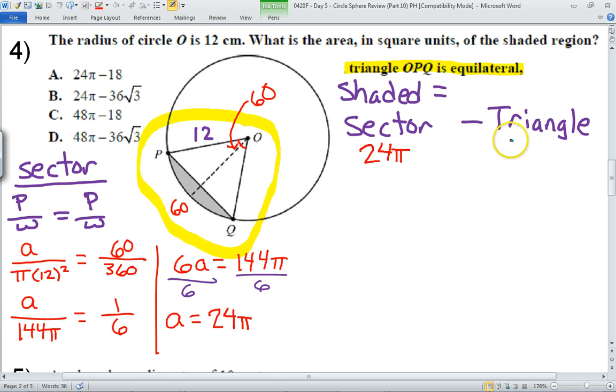Now I need to find the area of the triangle. So let's focus on that. I'm going to do that right in this area right here. Let's worry about the triangle.